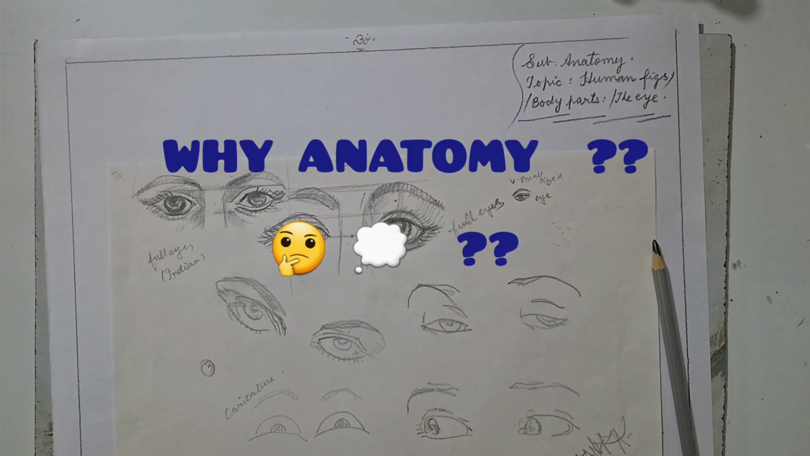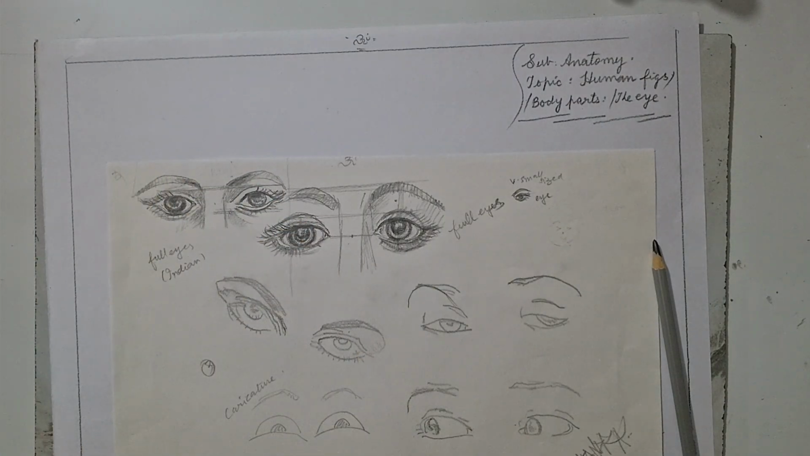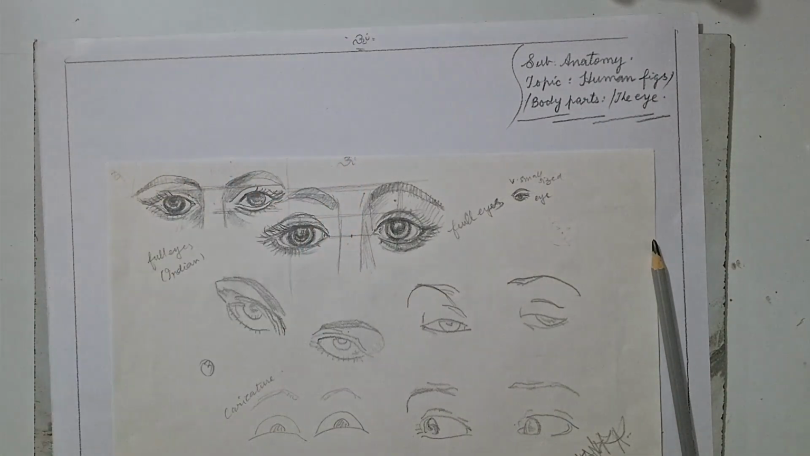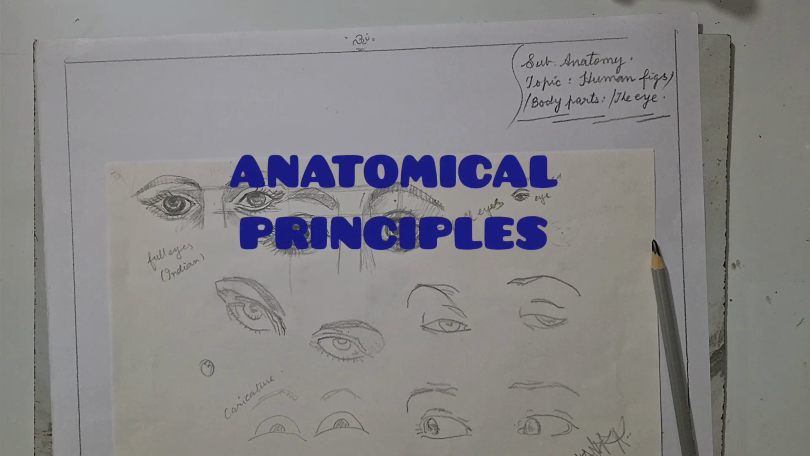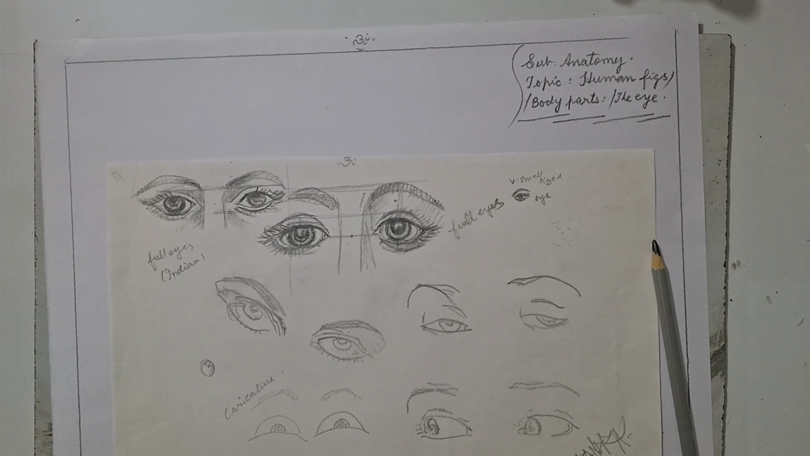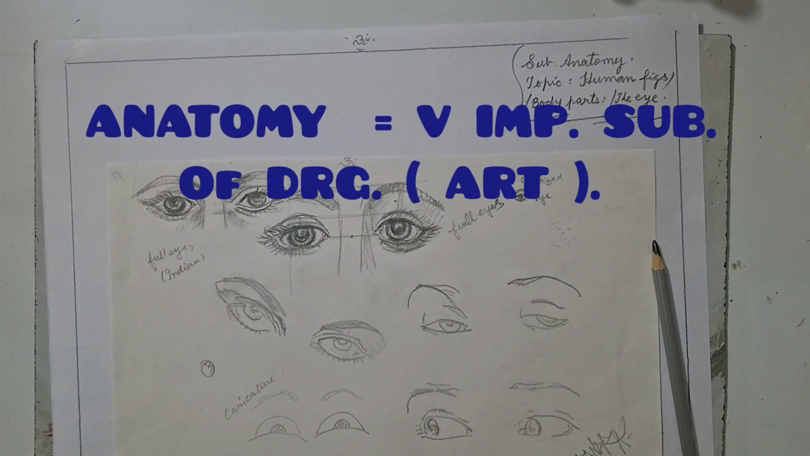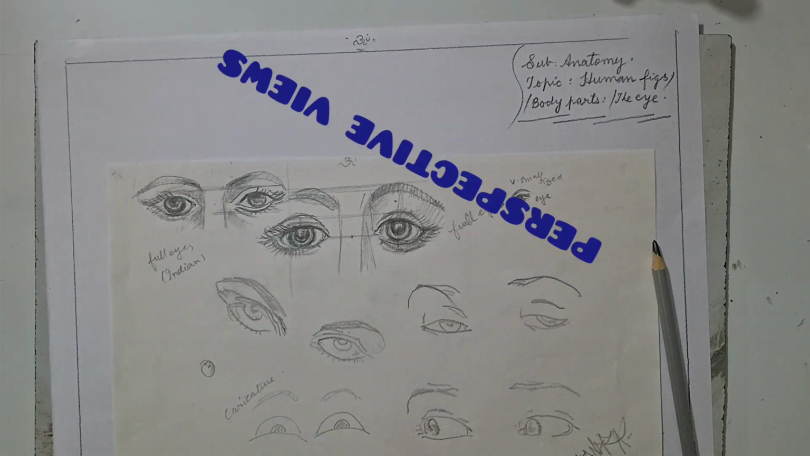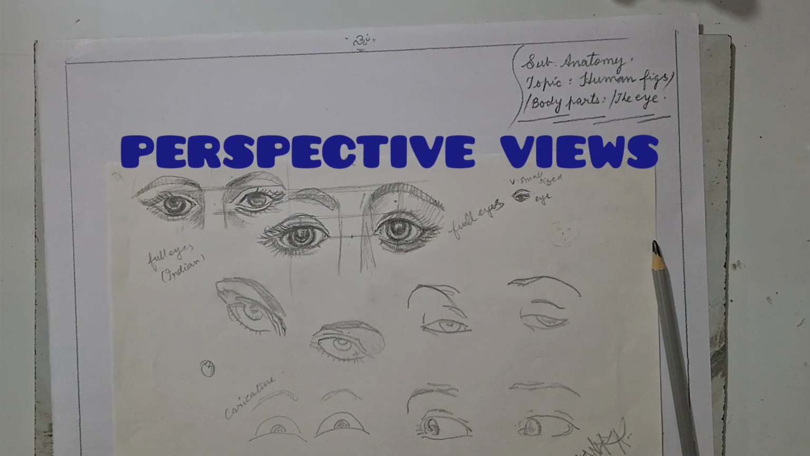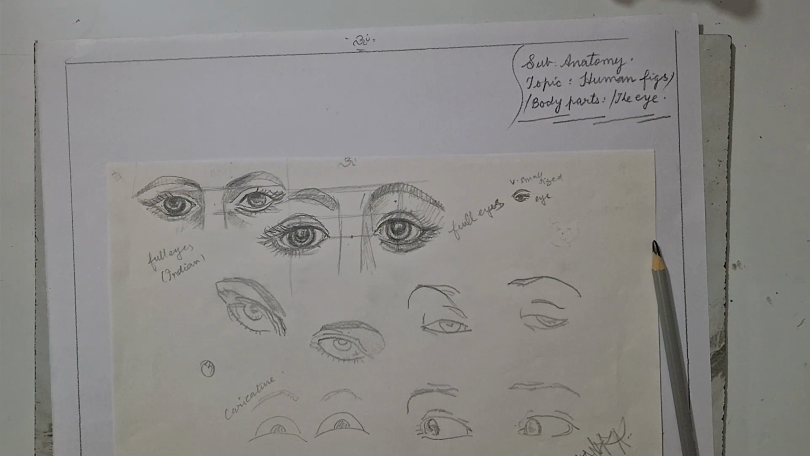Why should we learn anatomy? Good question. Drawing relies on anatomical principles. It helps to create realistic or even stylized depictions. So, anatomy is a very important subject in drawing. We also need to understand perspective views from different angles.